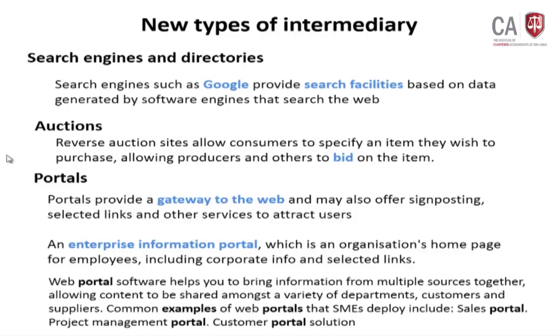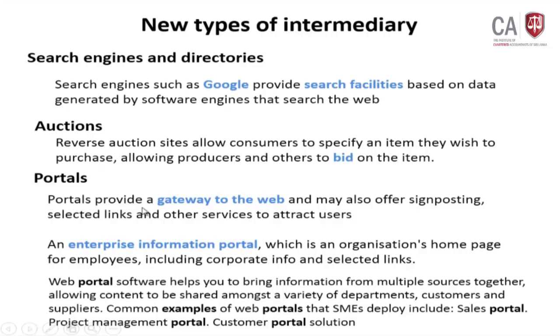Auction. The reverse auction site allows a consumer to specify an item they wish to purchase, allowing producers and others to bid. So auction sites are there, and you can integrate those as intermediaries too.